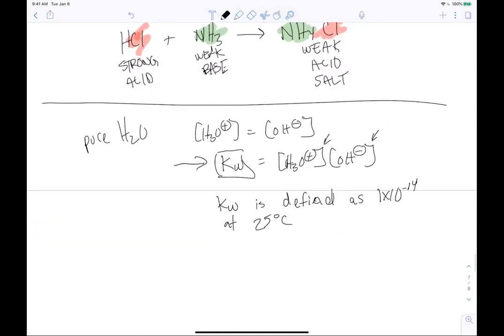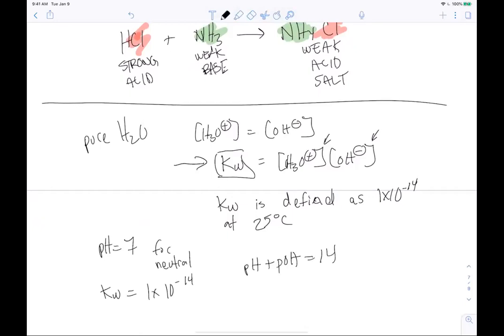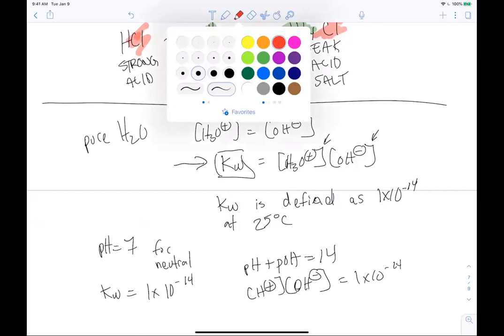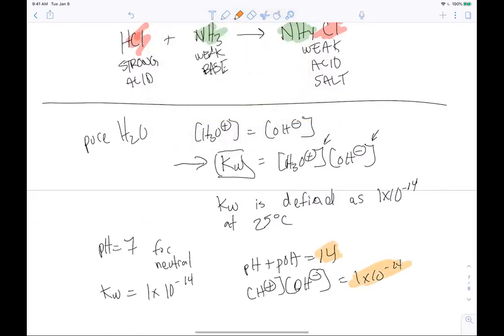The main thing to recognize is that all the things we're talking about for pH, like pH equals 7 for neutral, mostly just these: Kw is equal to 1 times 10 to the minus 14, or pH plus pOH equals 14, or H plus times OH minus equals 1 times 10 to the minus 14. All of these values are dependent on the temperature. And so that's not always true.